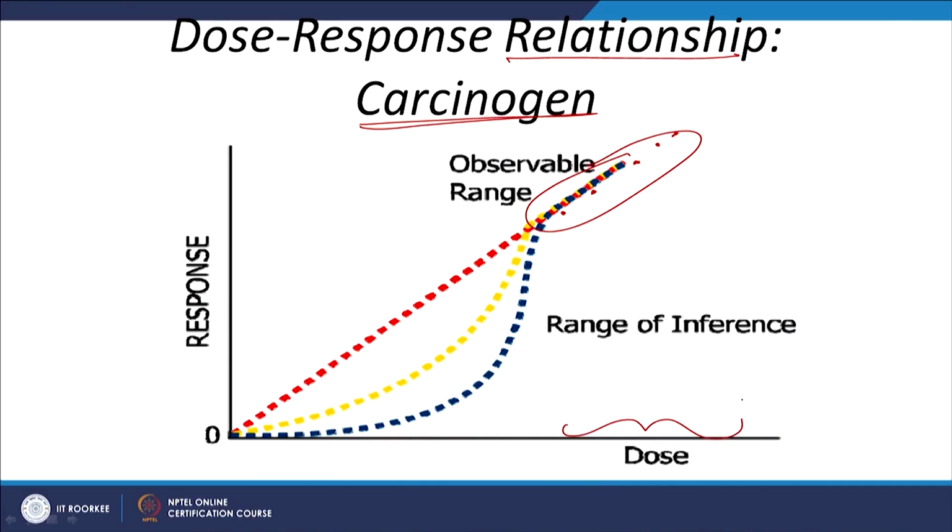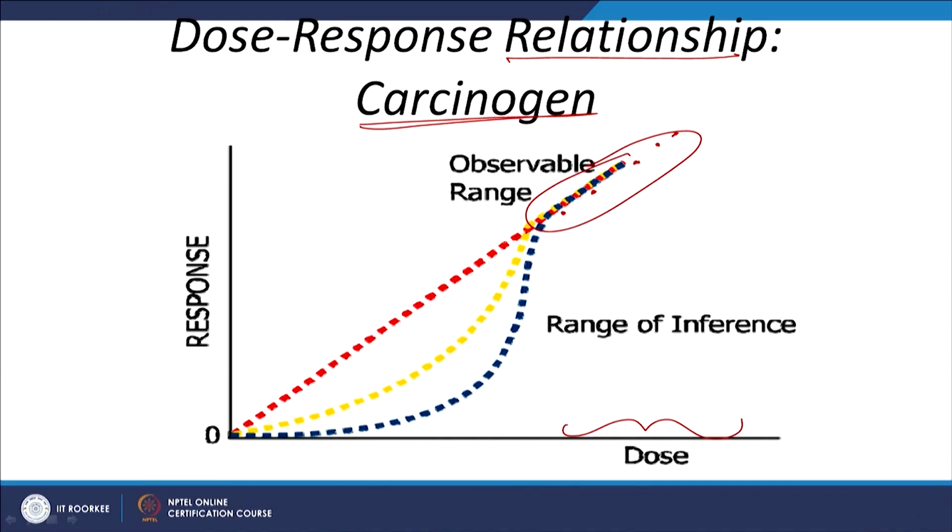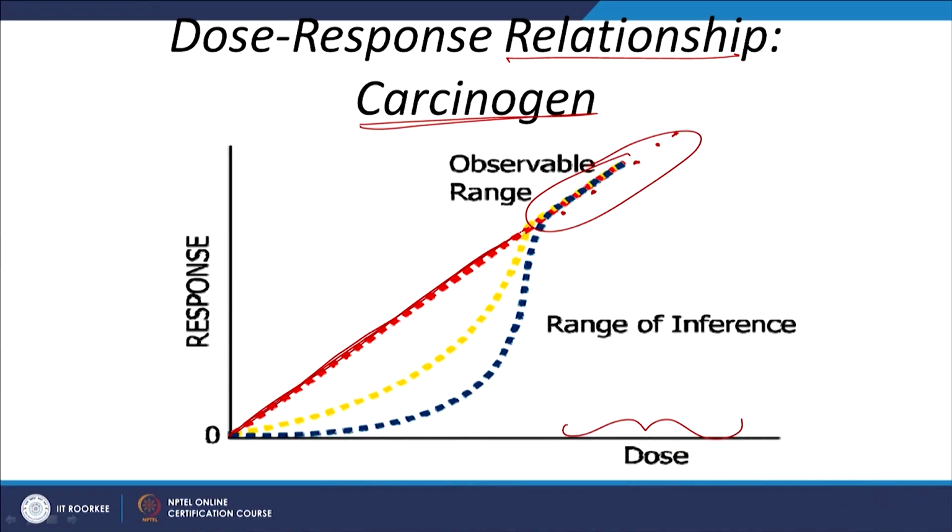So obviously we have data only at higher doses. But in general, we humans are rarely exposed to concentrations at the levels of doses that we administer to the animals. So how do we extrapolate the data? Here there are different possible patterns. It could be this particular pattern, extrapolation by this particular model, or the yellow model or the blue model. But typically they go for the linearized multi-stage model, or multi-stage linearized model.